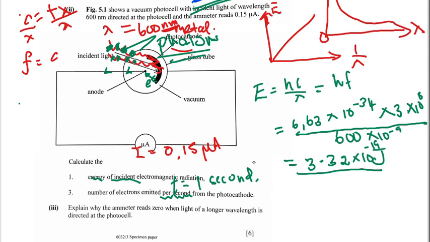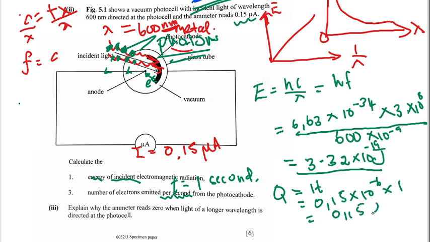We also know the current, so we are going to say Q is equal to It. In doing so, we are trying to calculate the charge flowing in the circuit. The current is 0.15 times 10 to the power of minus 6, and time is 1 second. So obviously I'm going to get 0.15 times 10 to the power minus 6 coulombs. This is the charge flowing per second. What you want to know is how many electrons this charge is associated with.